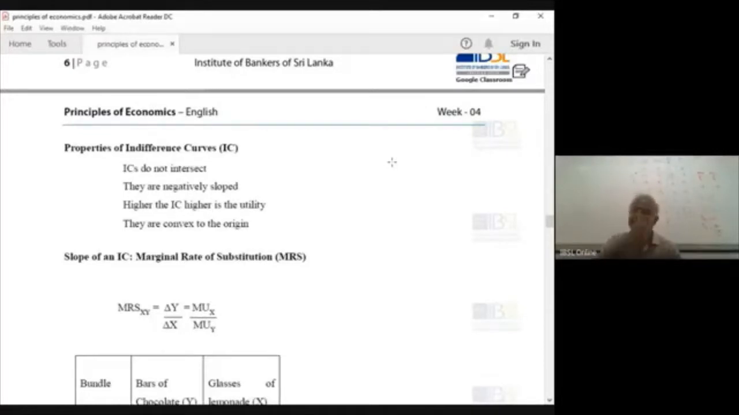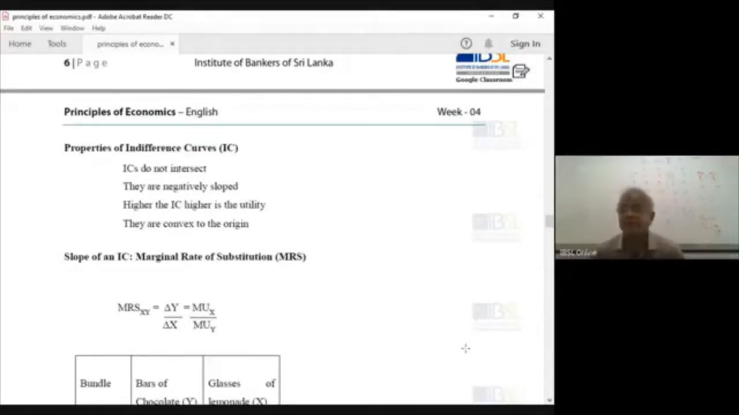Number two, they are negatively sloped. Higher the IC, higher the utility: 100, 200, 300. Higher the indifference curve, higher the utility. Third one, they are convex to the origin. This is convex shape. The production possibility frontier is concave. Generally, this is convex.